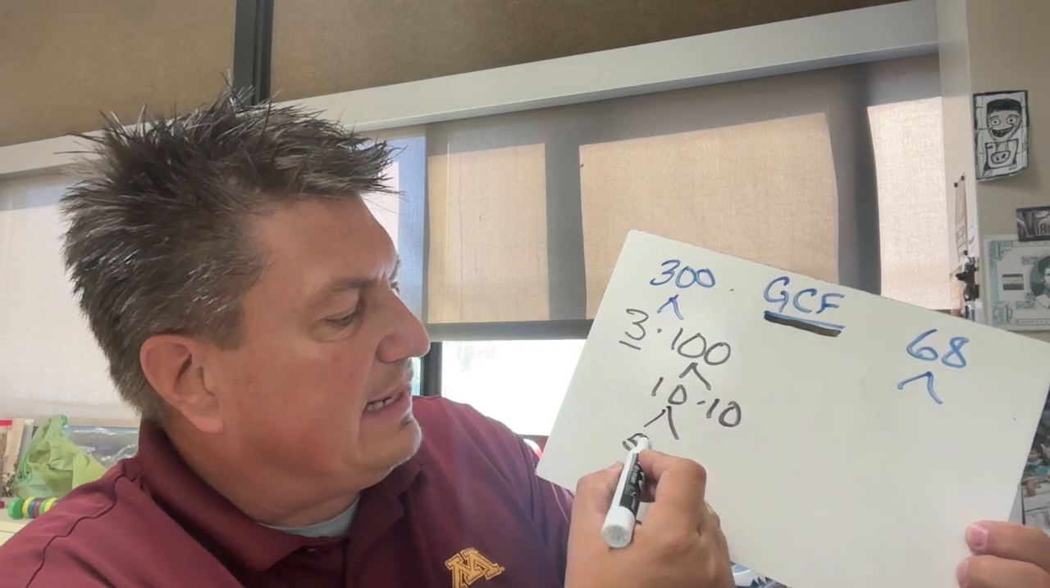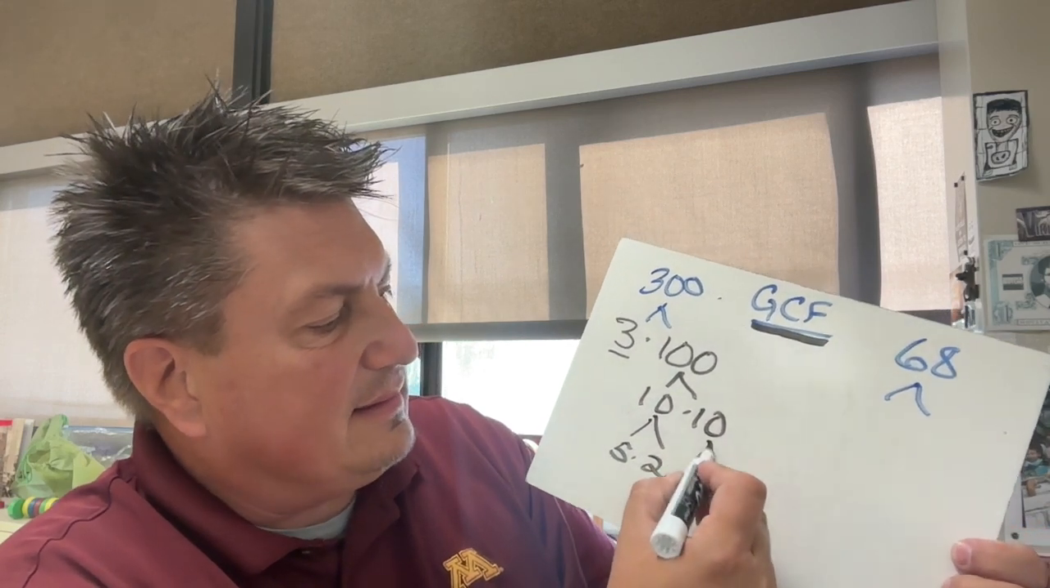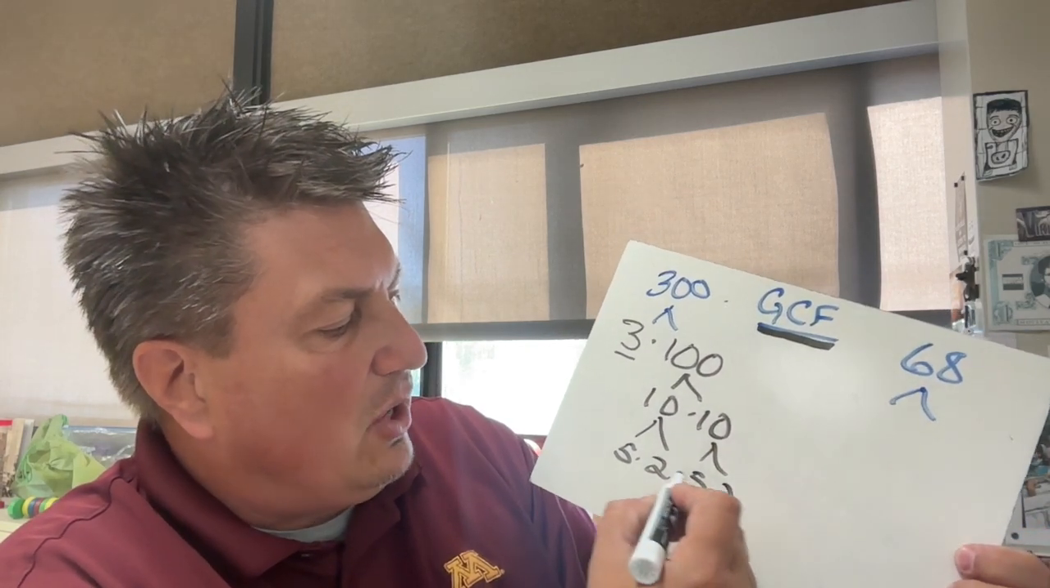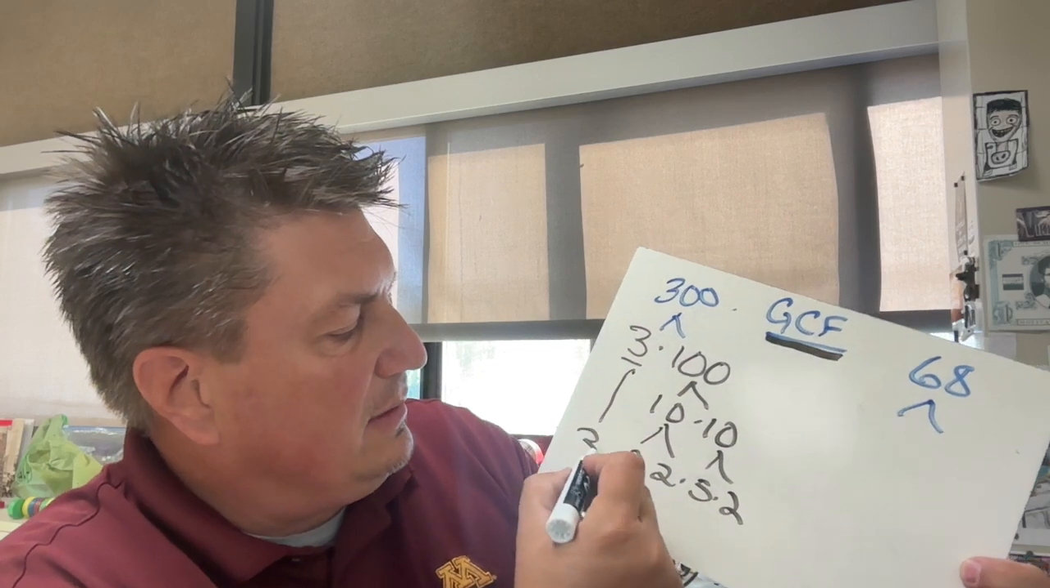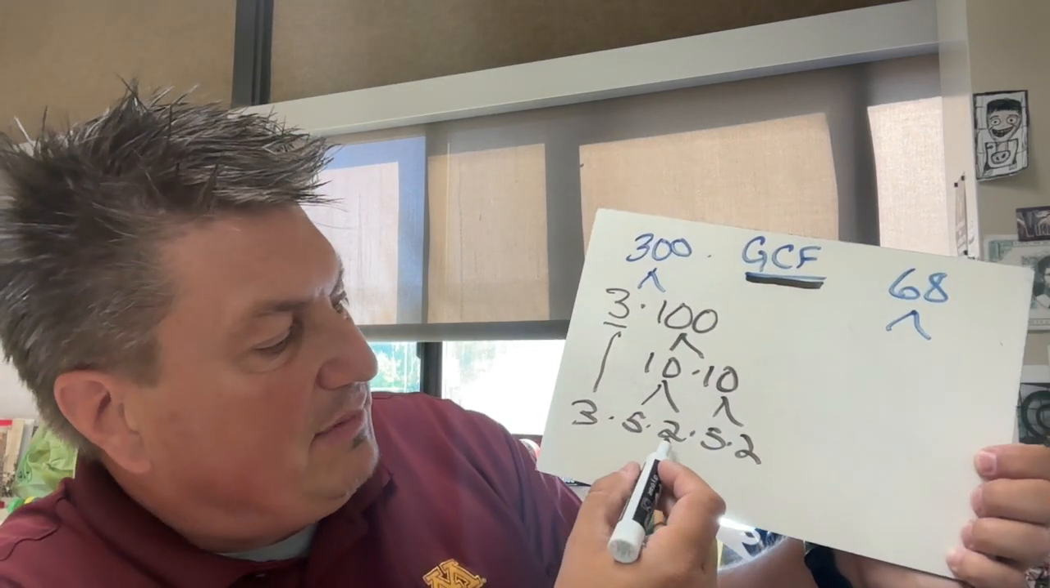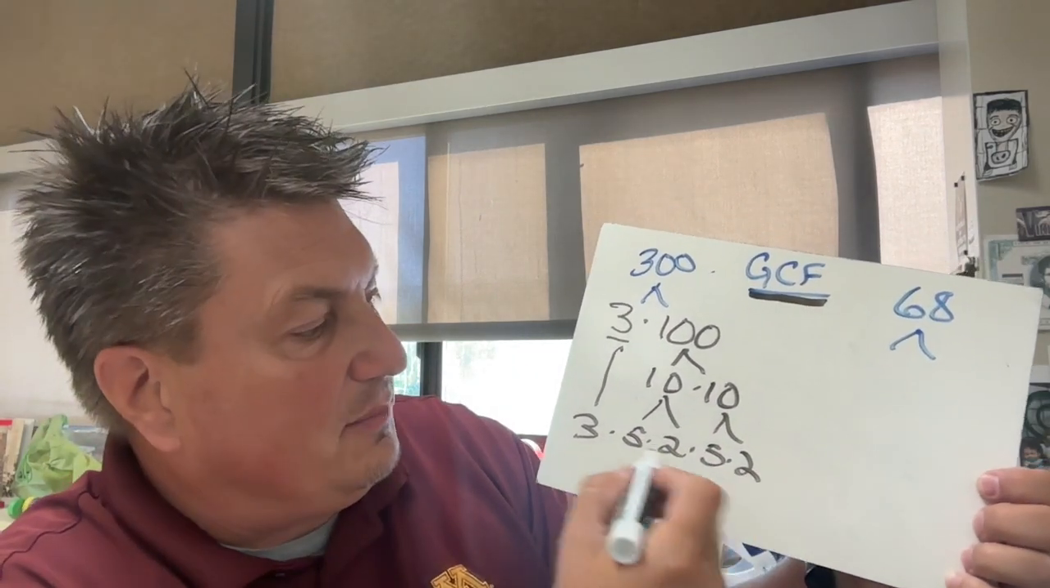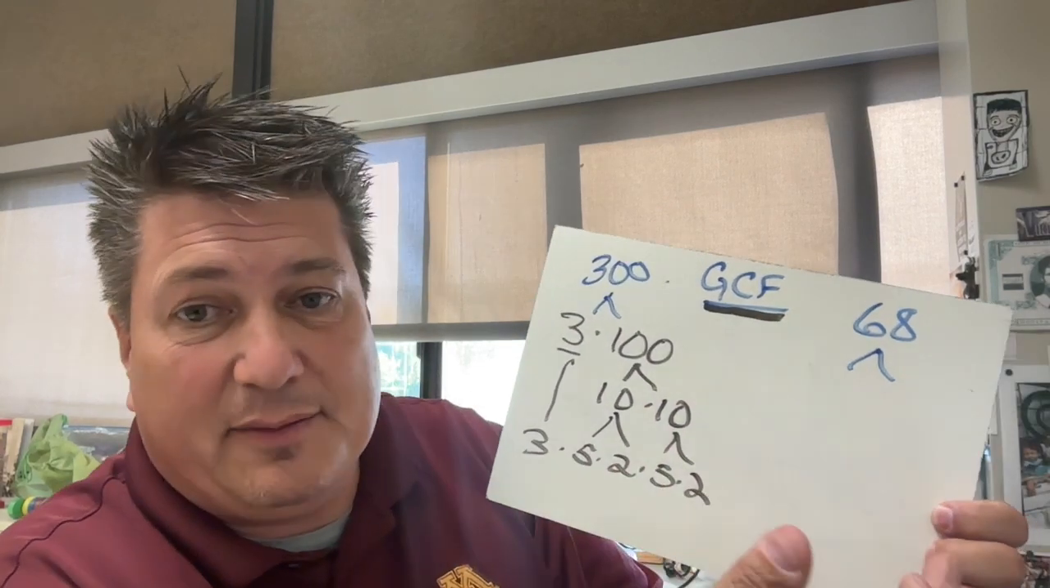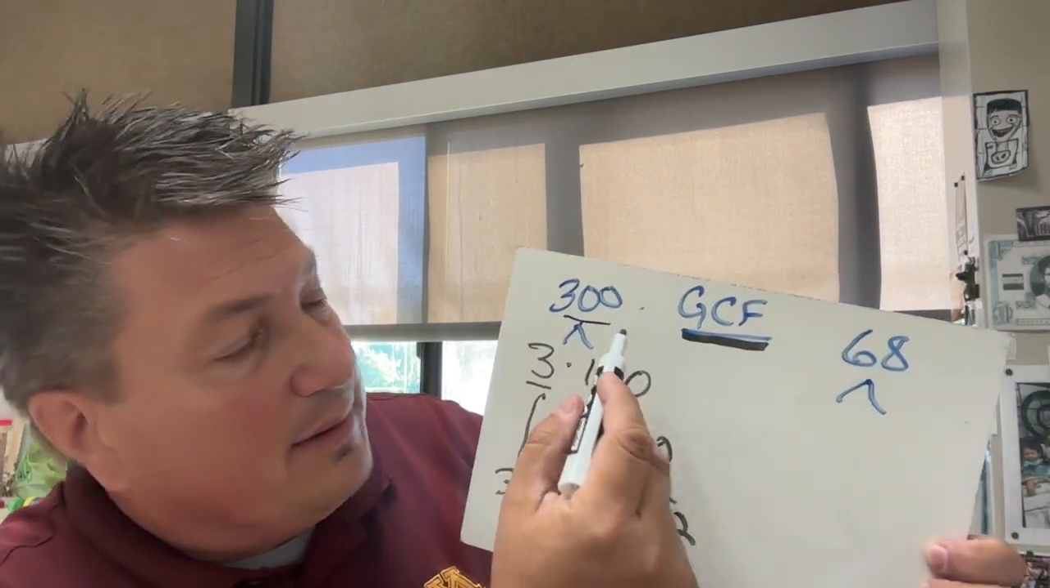This is going to be 5 times 2, and this is going to be 5 times 2. And all of these numbers, the 3, the 5, the 2, the 5, and the 2, you multiply them together, and you can use a calculator if you don't believe me, but you'll get 300.